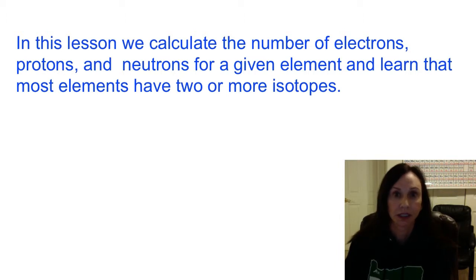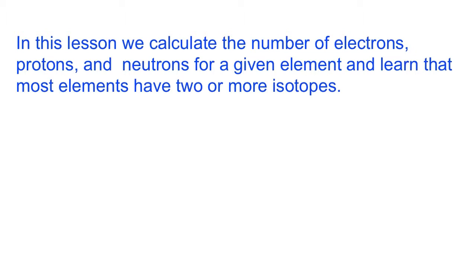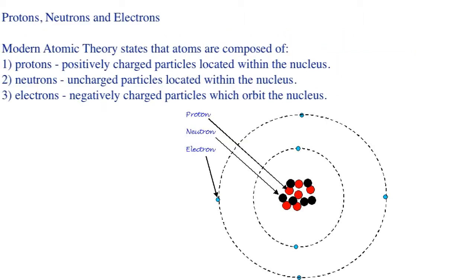In this lesson, we will calculate the number of protons, electrons, and neutrons for a given element. We will also learn that most elements have two or more isotopes. Modern atomic theory states that atoms are composed of protons, which are positively charged particles located within the nucleus. Neutrons are uncharged particles located within the nucleus. Electrons are negatively charged particles which orbit the nucleus.